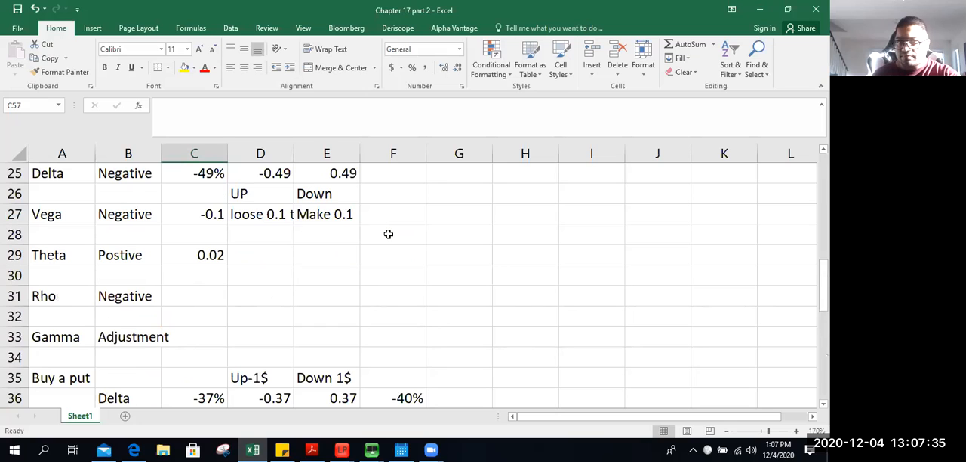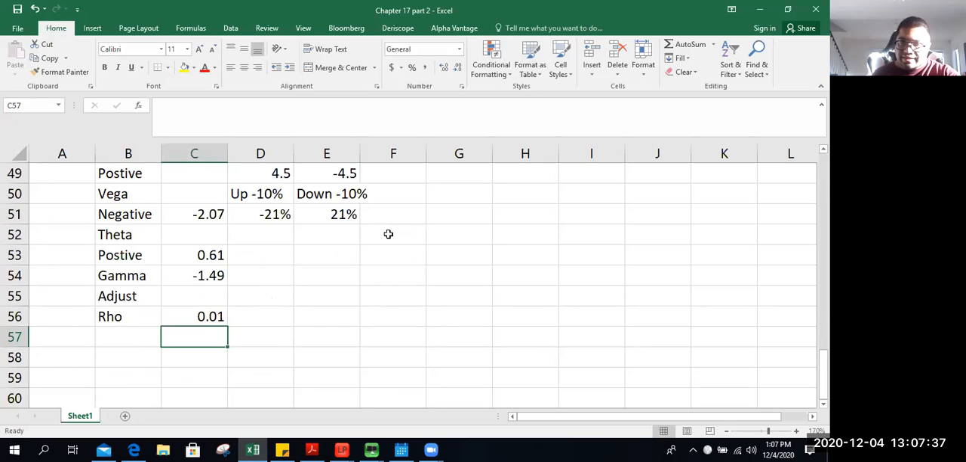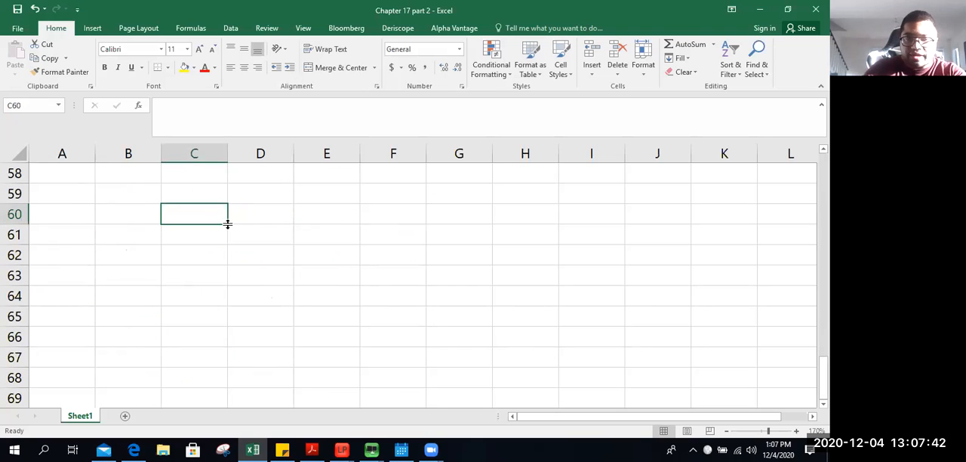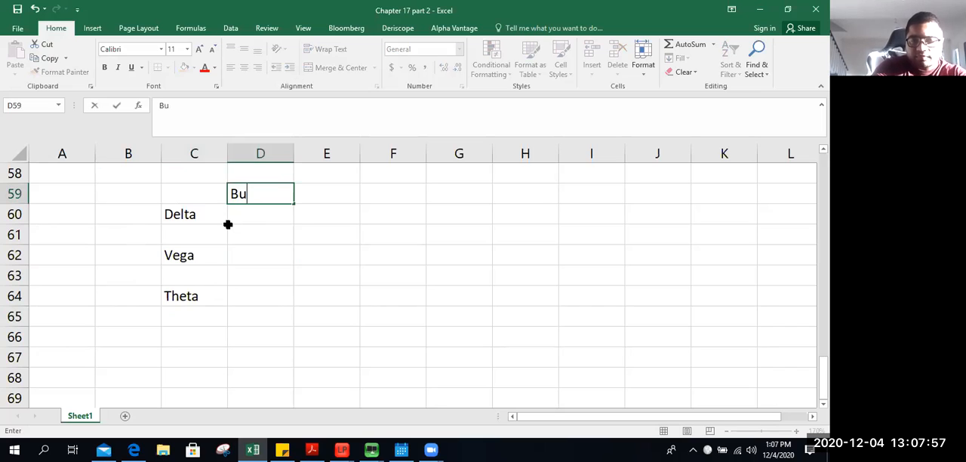Any questions? So let's just summarize. Four positions you can take: delta, we are going to focus on vega, theta. Okay, these are the important Greeks. So you can buy a call, you can sell a call, you can buy a put and you can sell a put.